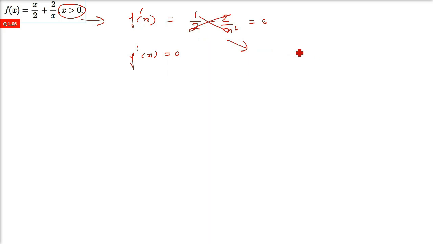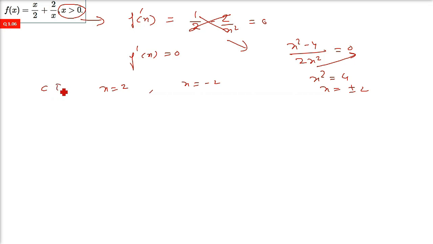So you'll get (x square minus 4) by 2x square. I have just taken the LCM. When you take the LCM, this x square will be equal to 4. When you have x square equals 4, that is plus minus 2, because under root 4 and this square can be negative or positive. That's why plus minus both has to be taken. Now we have critical points, x equals 2, x equals minus 2. Now I'm doing something. You have to find what wrong I am doing.